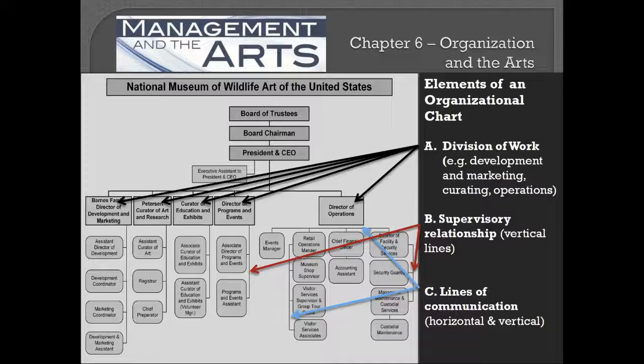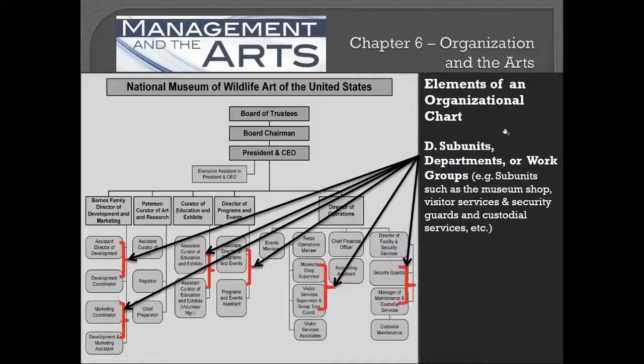And these people you see are in charge of all of this. This person reports only to the president and CEO. That is an example of an organizational chart. Here's another one. Here's some more.